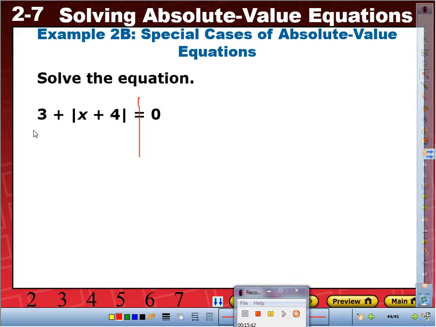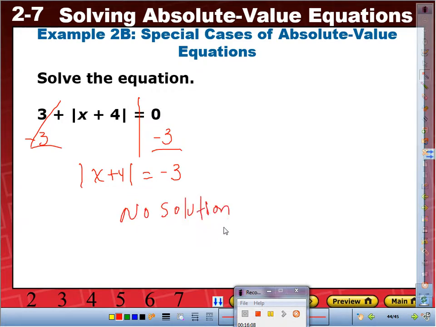We have a positive 3 here. How do we cancel this positive 3? Subtract 3, subtract 3. We're left with absolute value x plus 4 equals negative 3. And check this out. At this point, this would be no solution. Think about it. Don't say it out loud.